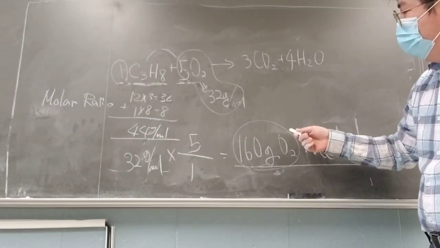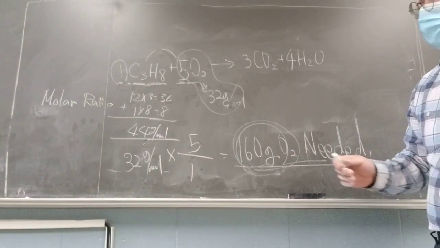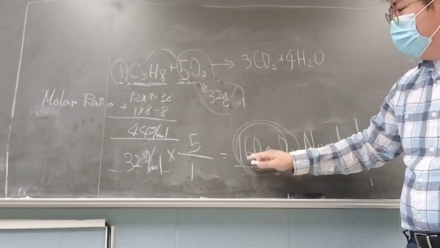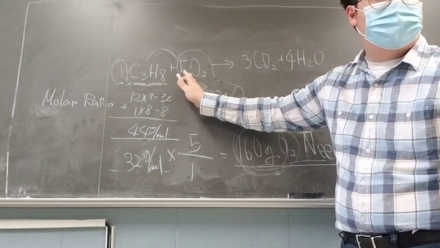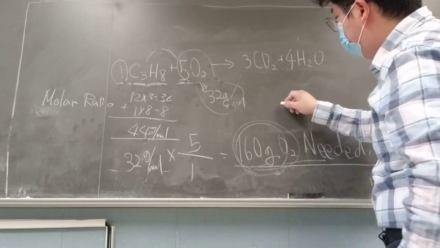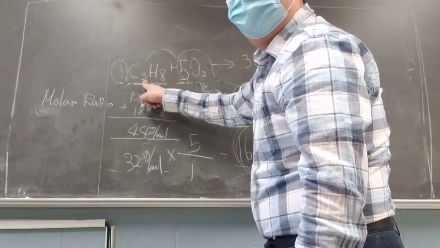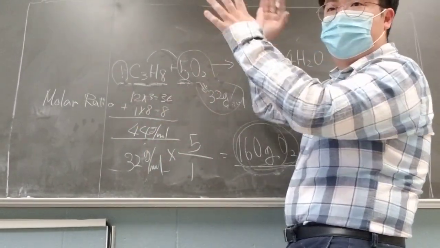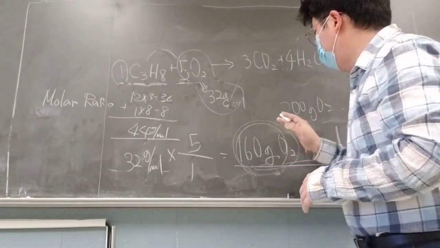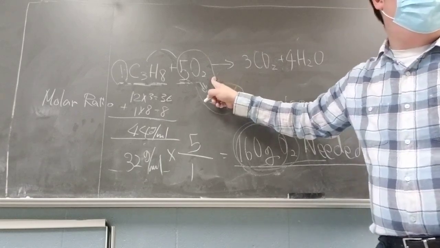So if you have more than 160 grams of oxygen, it will be abundant. If you have less than this number, it will be limiting. So if it's 200 grams of oxygen, propane will be limiting, because it will be all used up, and some oxygen will be left over after the chemical reaction. But if it's less than 160, say 120 grams, oxygen will become your limiting reagent.